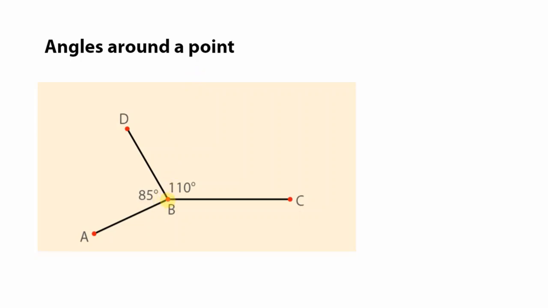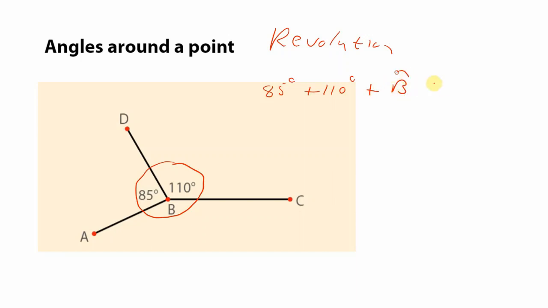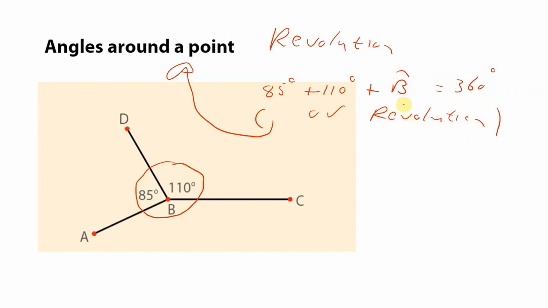Angles around a point. If we have a point and we have angles all around that point, we can actually draw a circle. So we also refer to this as a revolution. And we know a circle has 360 degrees. So all the angles around will add up to 360 degrees. So 85 degrees plus 110 degrees plus angle B equals 360 degrees. For the reason, you can either say angles around a point or revolution. Either one will be acceptable, and then we can go and calculate B, but I'm just focusing on illustrating the concept here.